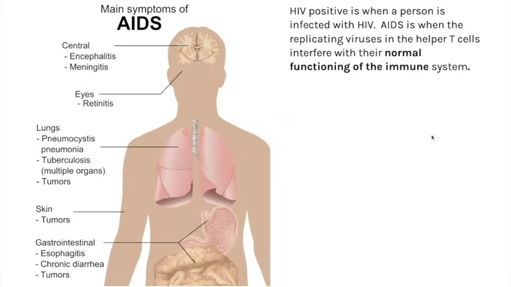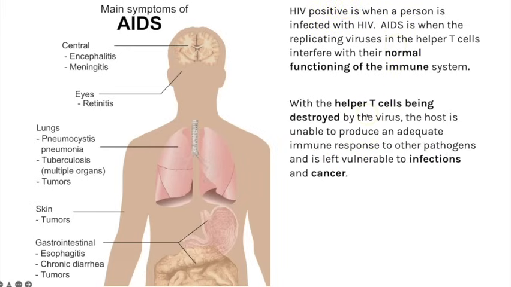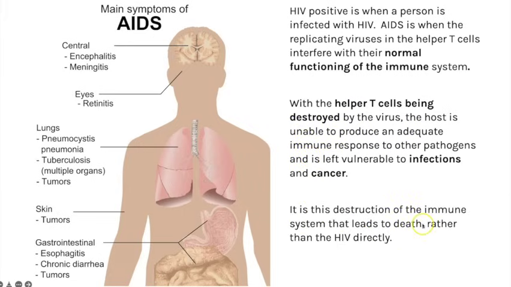Someone's described as HIV positive when they are infected with HIV. AIDS is when the replicating viruses in the helper T cells interfere with the normal functioning of the immune system. So someone who is HIV positive doesn't necessarily have AIDS. With the helper T cells being destroyed by the virus, the host is unable to produce an adequate immune response to other pathogens and is left vulnerable to infections and cancer. It is the destruction of the immune system that leads to death rather than the HIV directly.